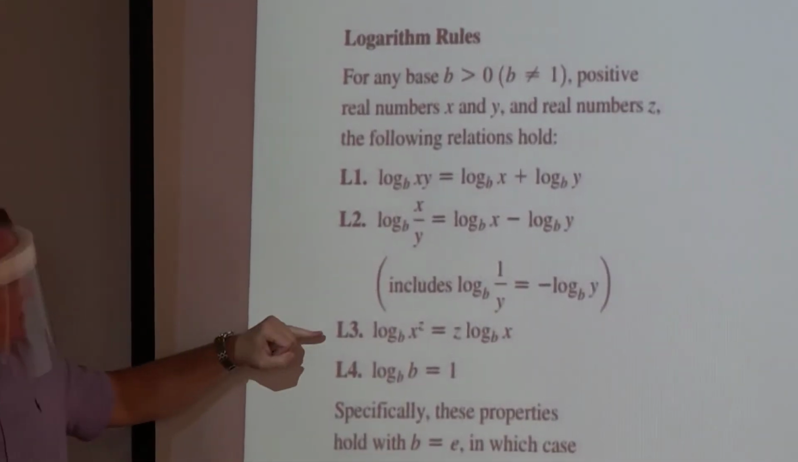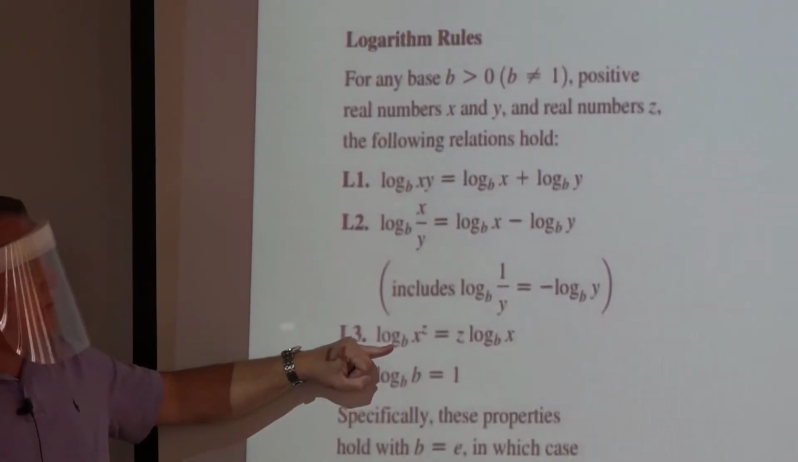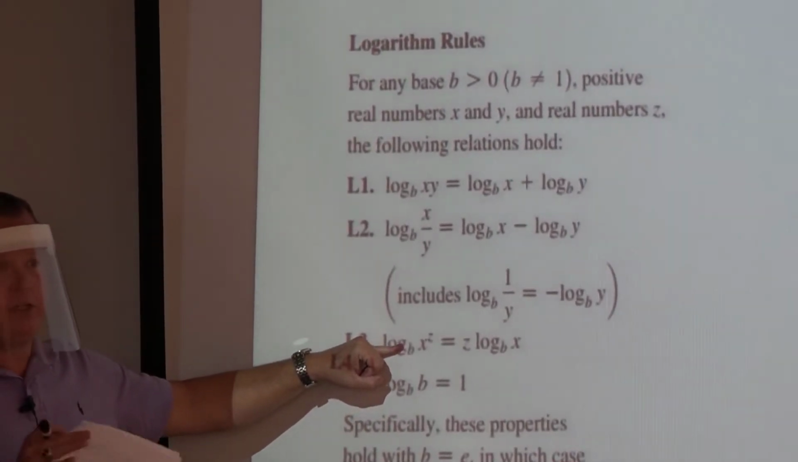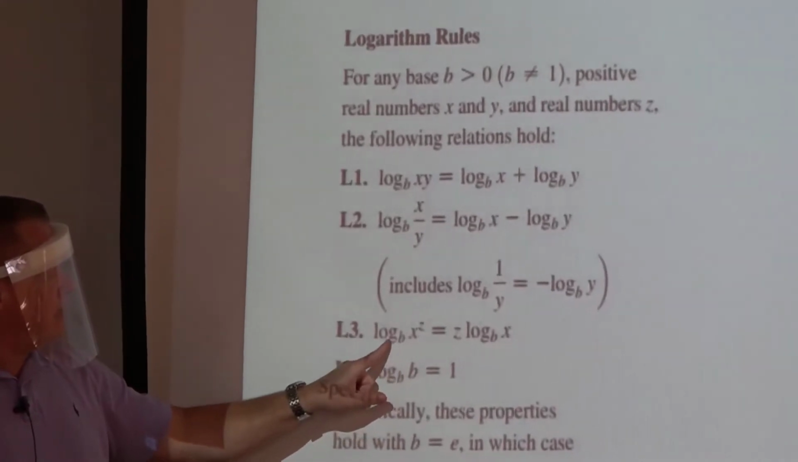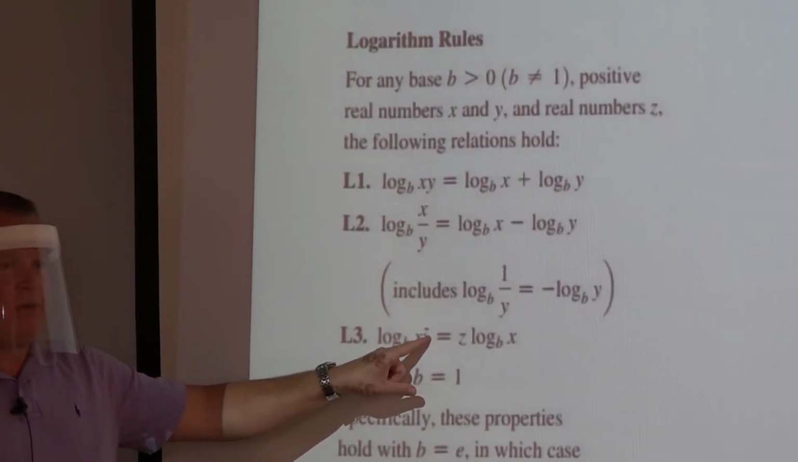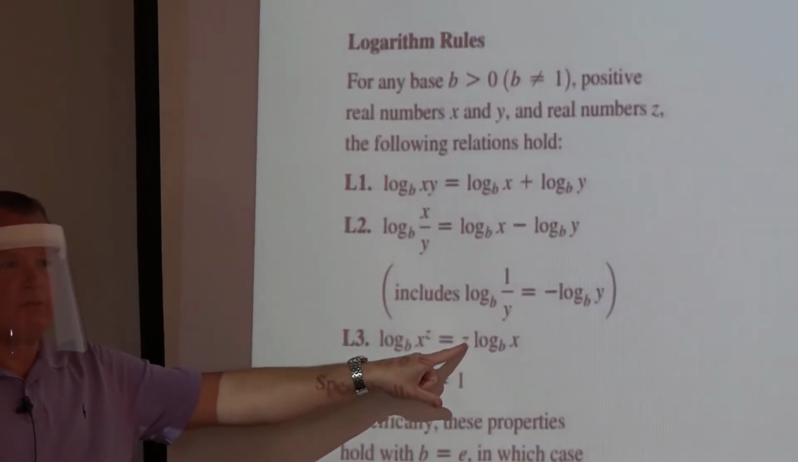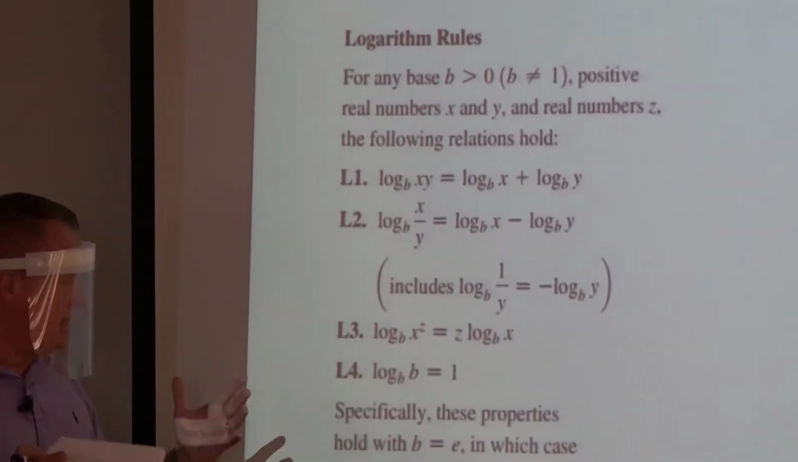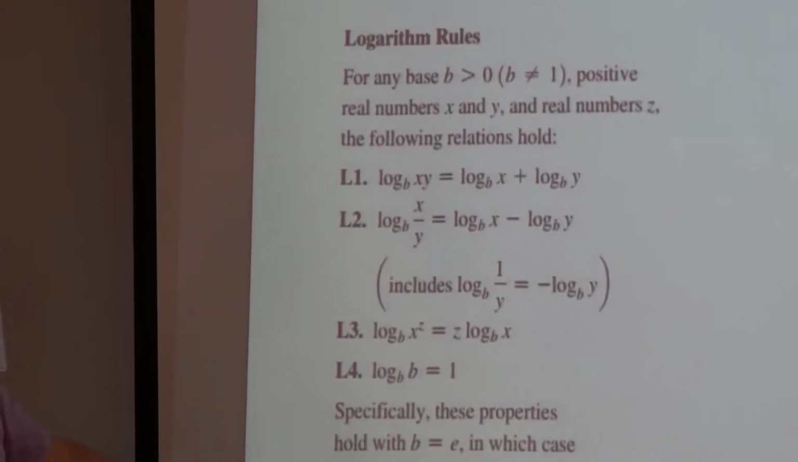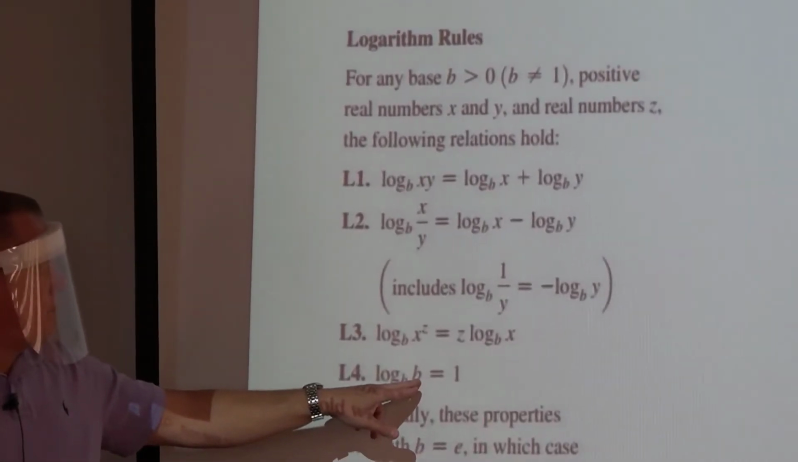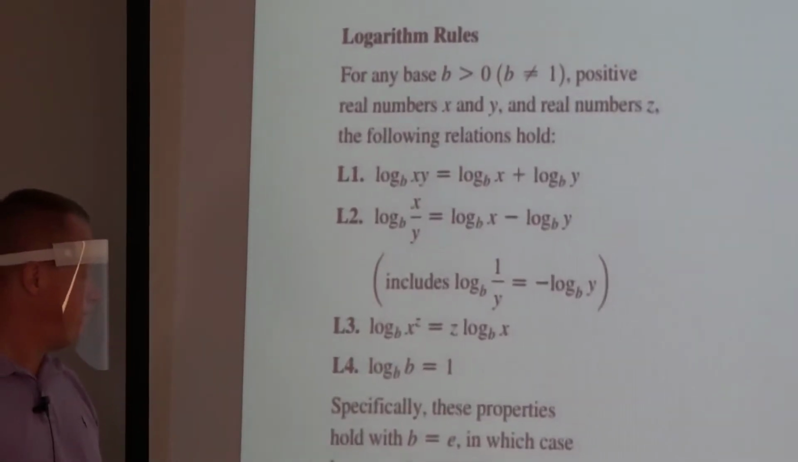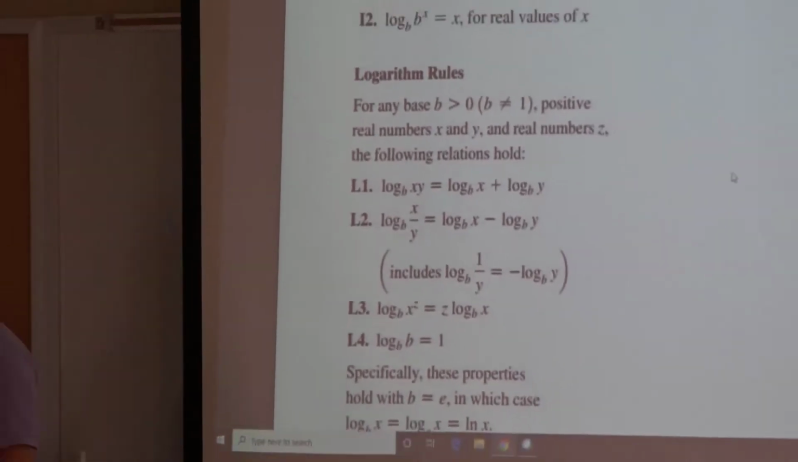And then L3 here, this is the power rule, which we do use a lot. If you've got log base b of x to a power, you can rewrite that with that power out in front of the log. Okay, so we definitely use that a lot. Log base b of b is equal to 1. Okay.